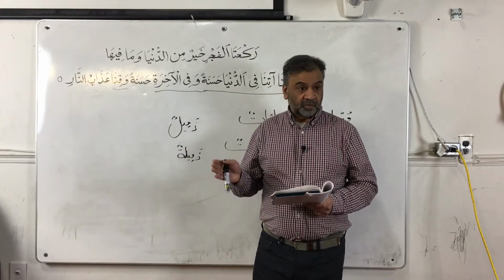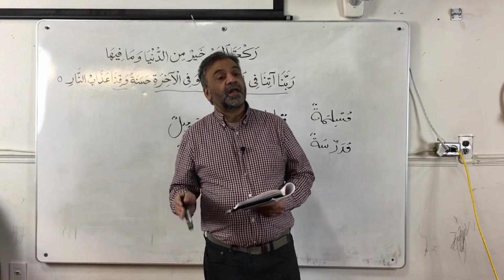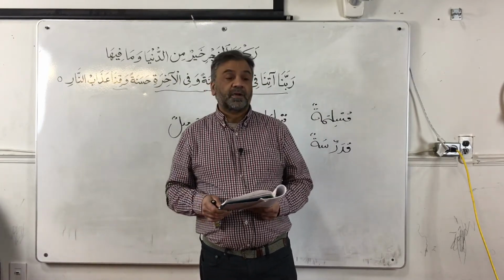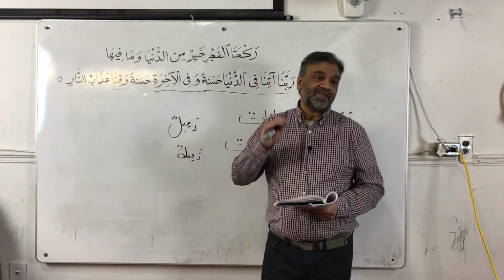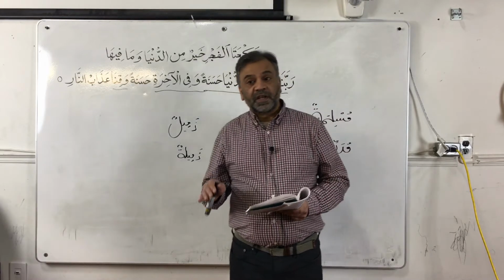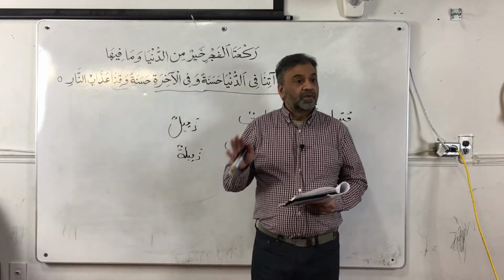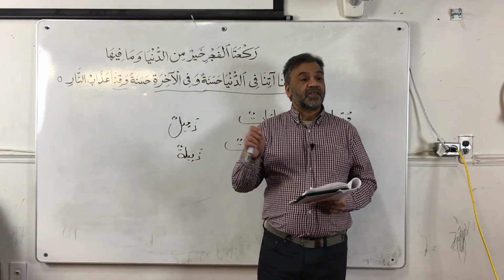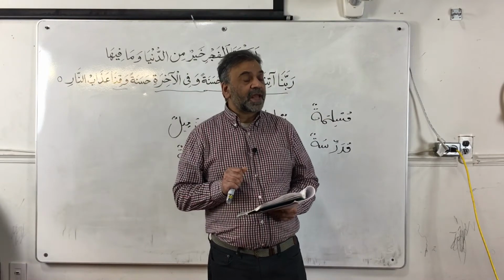This is a jumla ismiya. Where is the mubtada? Where is the khabar? At-tabibatu. Jumla fi'liya. Now, remember, khabar is of 5 types. We have already done that concept. So, khabar can be a jumla fi'liya, a jumla ismiya, a jarun wa majrurun, a zarf shibu jumla, and khabar can be mufrad. Those are the 5 types.